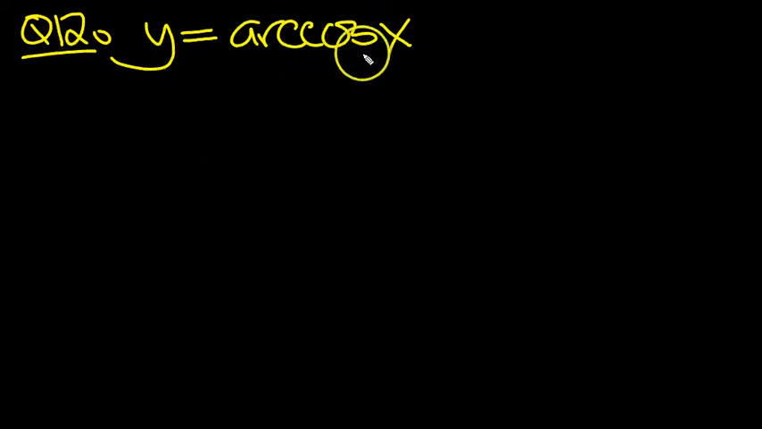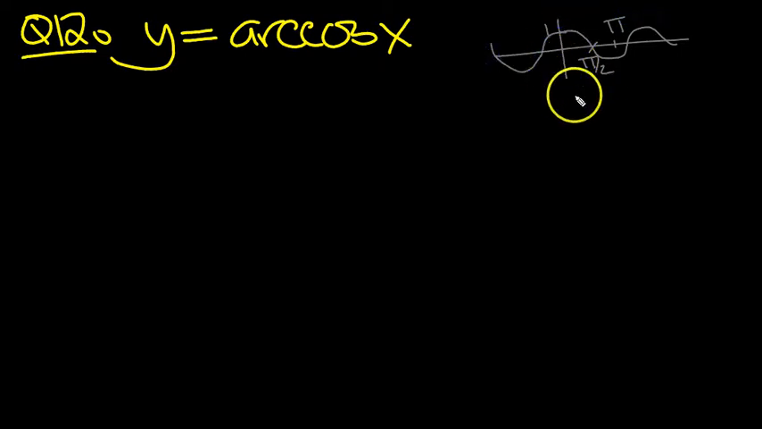Y equals arc cos x. Let's just remind ourselves of this arc cos function then. Here's the cosine function if we were to sketch it. Start 0 is 1, and then that's pi over 2 there, and this is pi, and then it's just the same on the negative side, isn't it? So there's our cosine function.